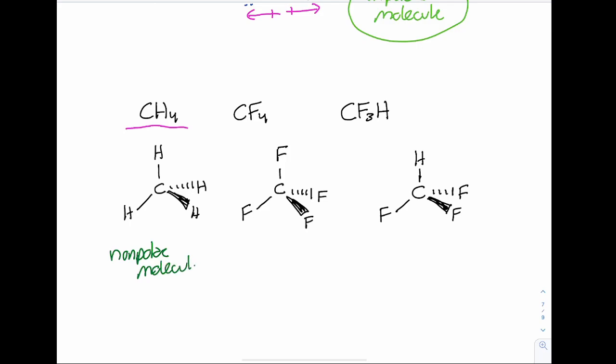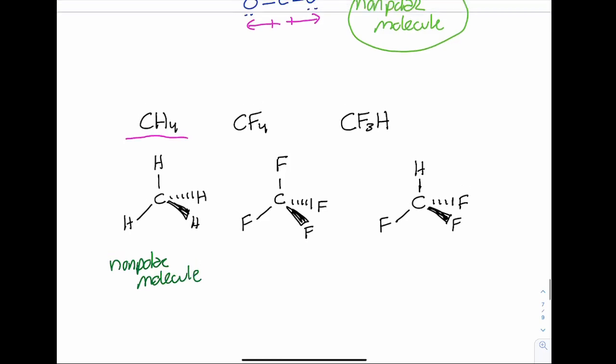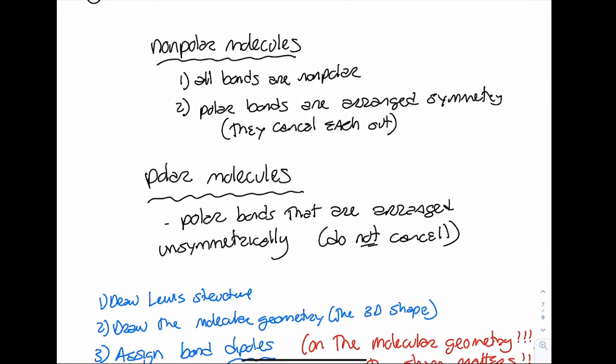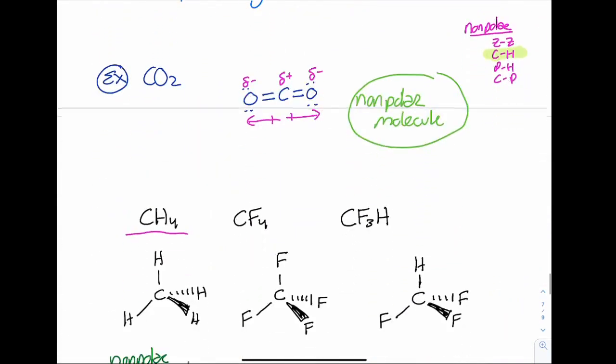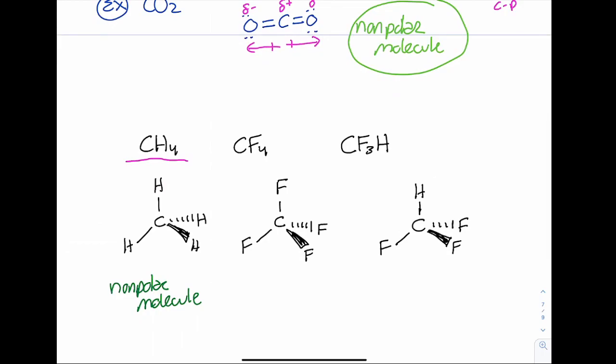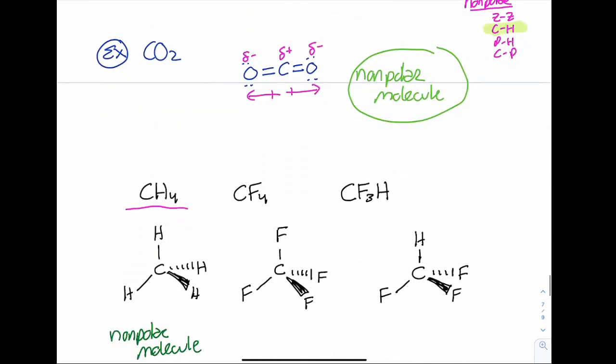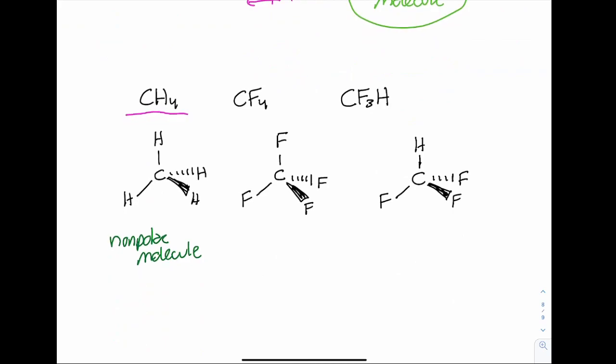And my reason for that is I don't have any polar bonds, right? If we go back up, one of the ways we can get a nonpolar molecule is that all bonds are nonpolar. And that's the case here. So I have 4 carbon-hydrogen bonds. All of those bonds are nonpolar, so my molecule is nonpolar. My next step is to assign bond dipoles. I'm not going to do that to this one because I don't have any polar bonds. So this one's just plain nonpolar.